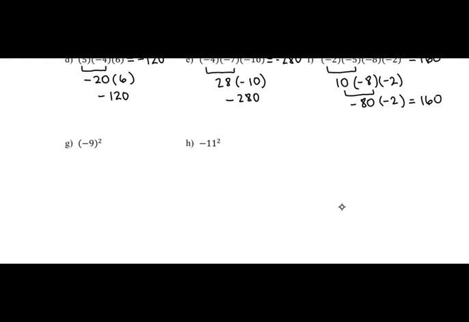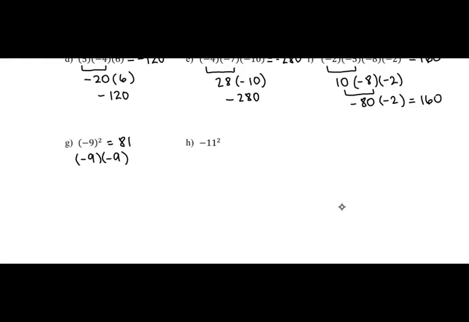In part G, we have negative 9 squared. So we have to recall that exponents mean repeated multiplication. So negative 9 squared means negative 9 times negative 9, right? So that means you're multiplying two negative numbers, and negative 9 times negative 9 gives you 81, positive 81.